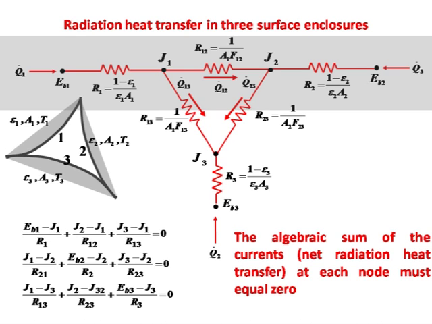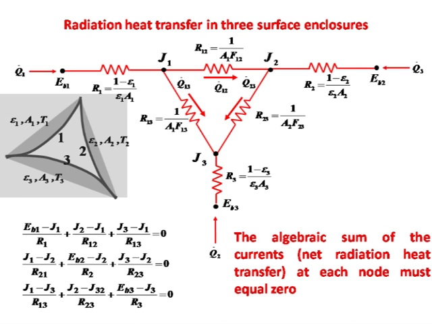Now these radiosities J1, J2, J3 are interacting with each other. That is, J1 is interacting with J2, J2 is interacting with J3, and J3 is interacting with J1, each with individual space resistances. So what is the space resistance between 1 and 2? It has to be 1 upon A1 F12, or A2 F21. The space resistance between 1 and 3 is 1 upon A1 F13, and the space resistance between 2 and 3 is 1 upon A2 F23. That's all. So it goes logically.